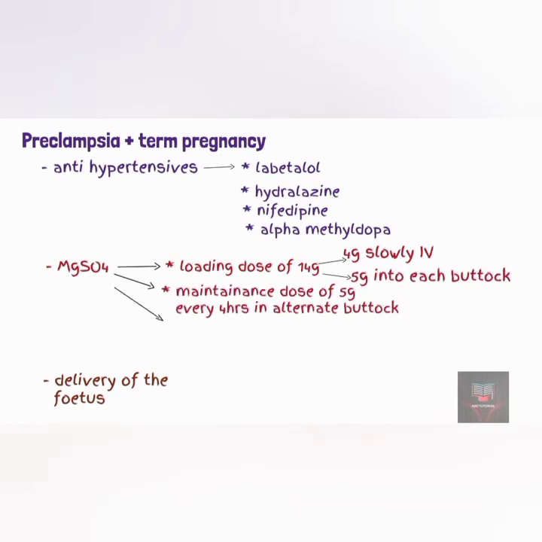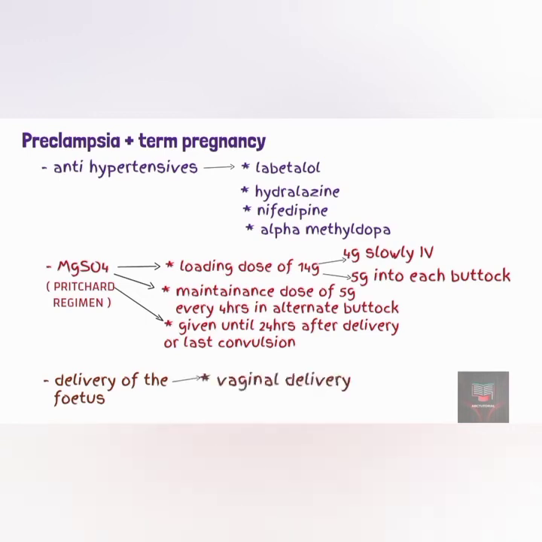This is continued until 24 hours after delivery or the last convulsion. This is known as the Bishop regimen. Other regimens such as the Zuspan regimen are also available for the administration of magnesium sulfate in preeclampsia. Fetus can be delivered via vaginal delivery or via cesarean section, depending on whichever route is faster and safer.